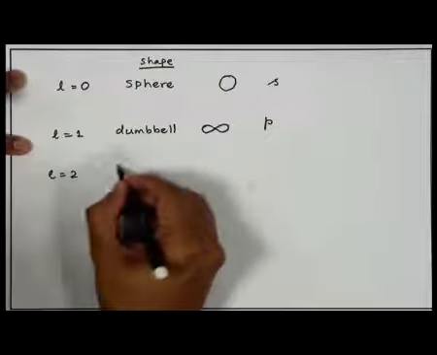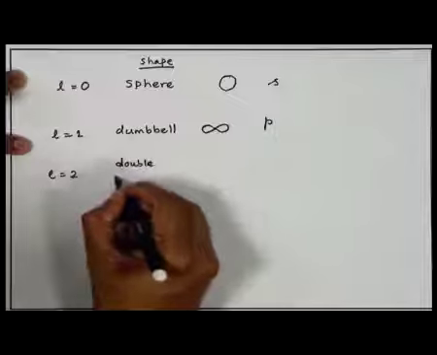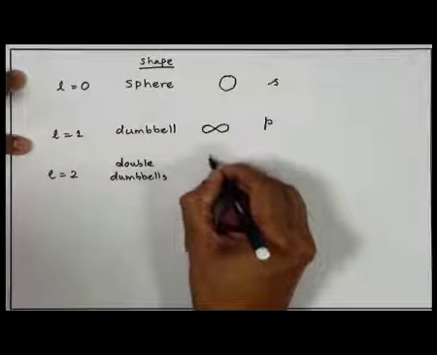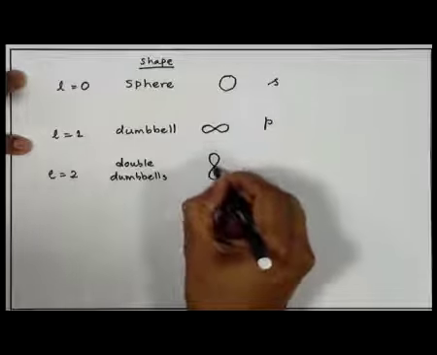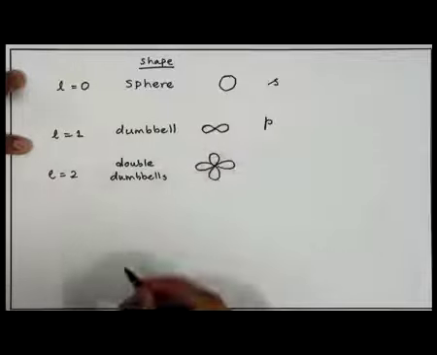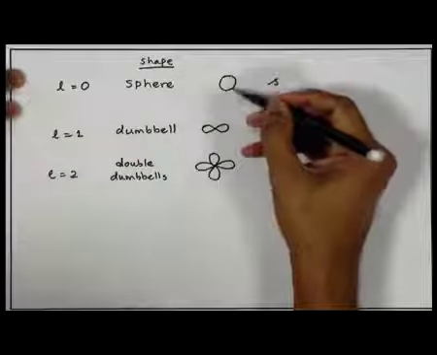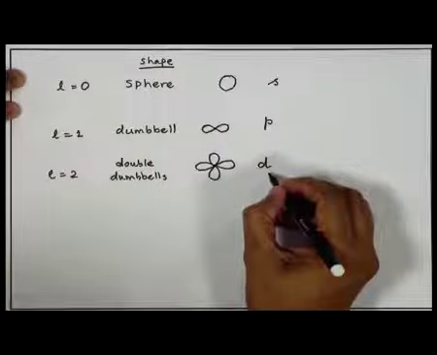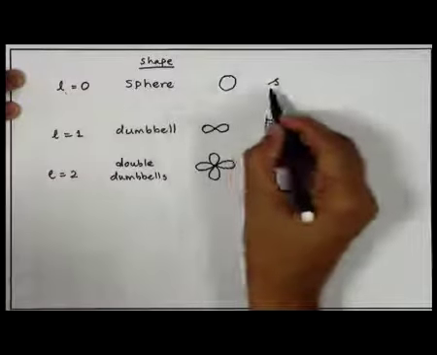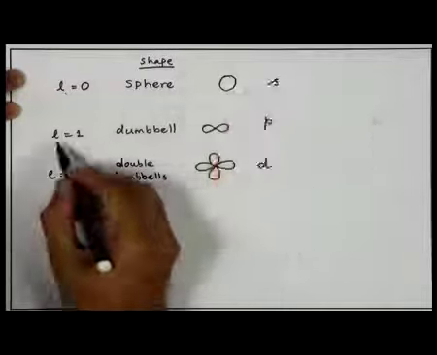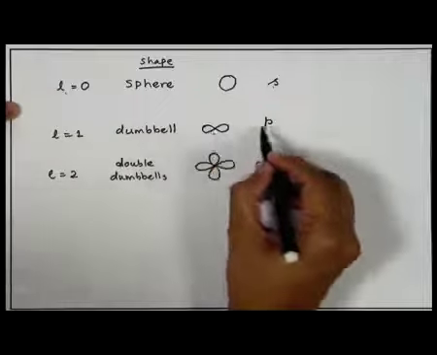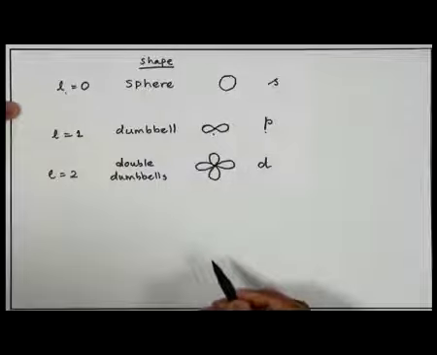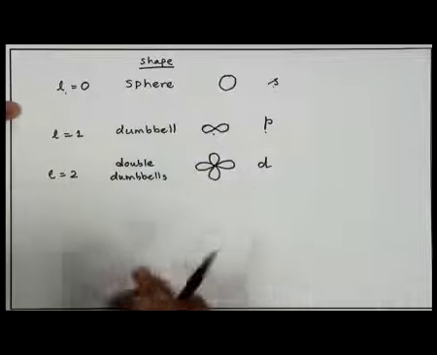L equals 2, it has got 2 dumbbells. So, you can have one dumbbell like this and another dumbbell like this. So, these are the general shapes of the orbitals, and when L is 2, we call these orbitals d. So, when L is 0, the orbital is spherical in shape, called s. When L is 1, the orbital is dumbbell in shape, we call p. When L is 2, it has got 2 dumbbells, and the shorthand notation for this is d.